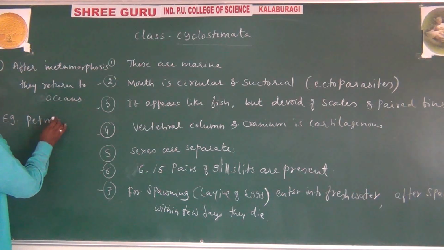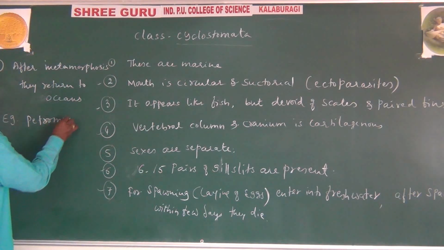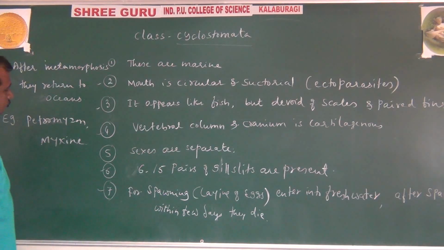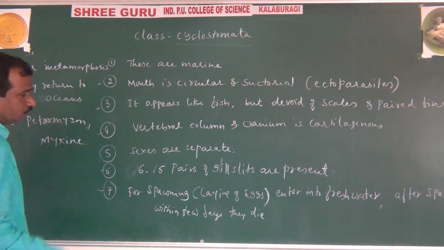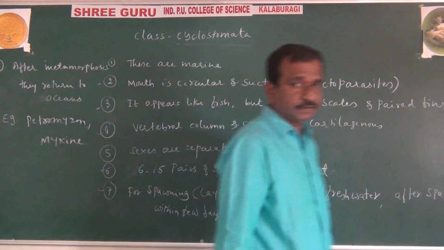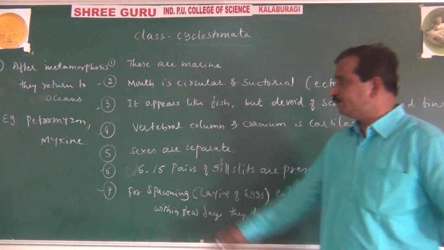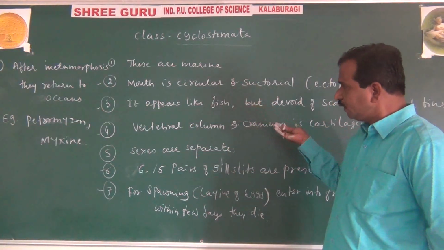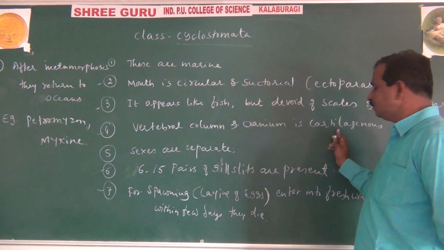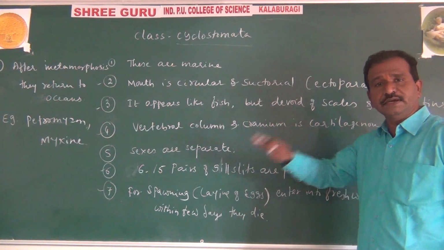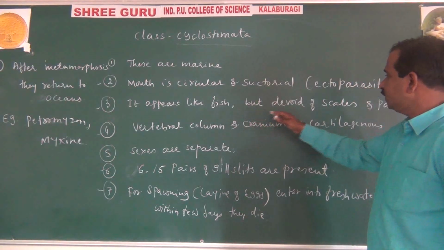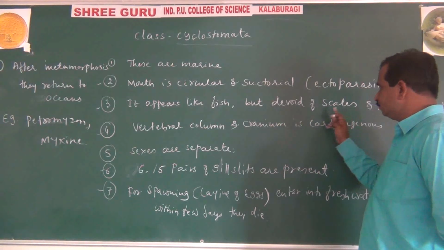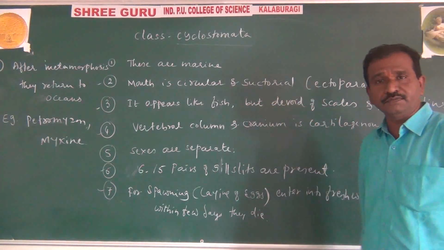Petromyzon, Myxine, or even we can consider it as a hagfish. Petromyzon or the Myxine, those are the hagfishes. Now you can see that this one is cartilaginous, and flexibility is going to be found more. It appears like fish, but devoid of scales and paired fins, the absence of which is what we are saying.